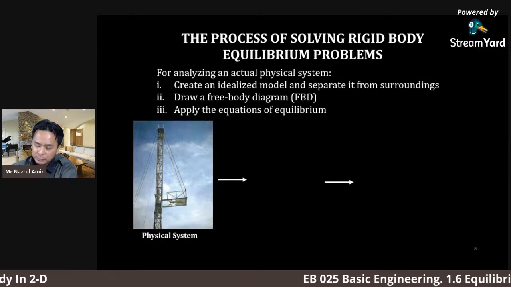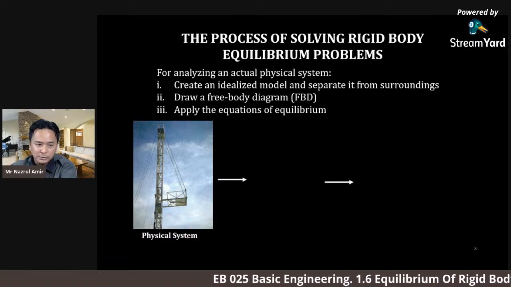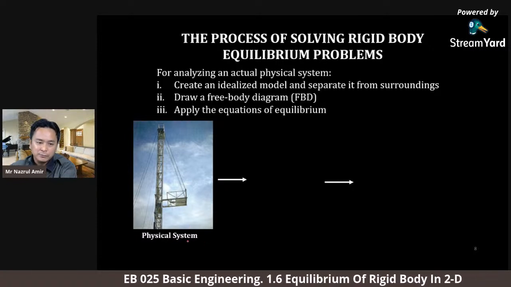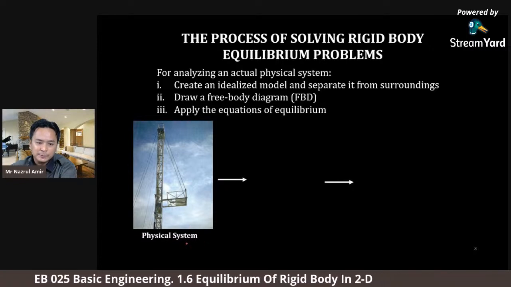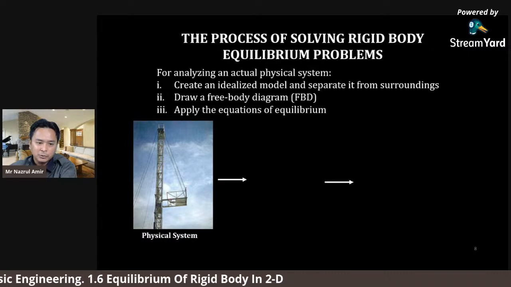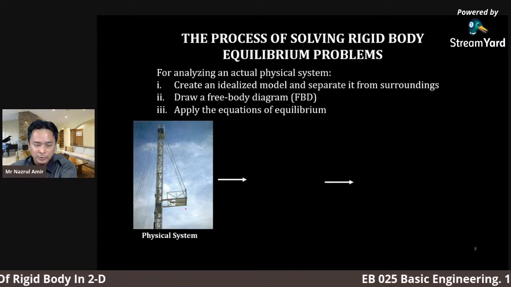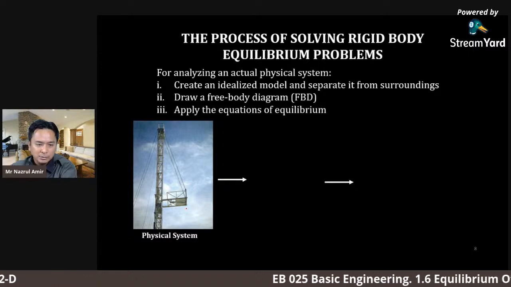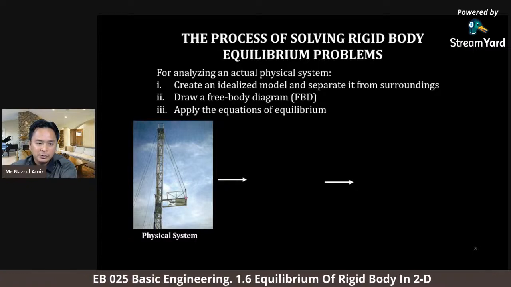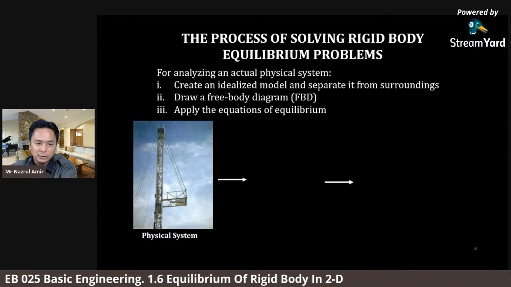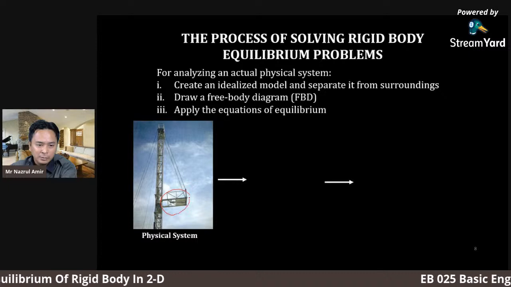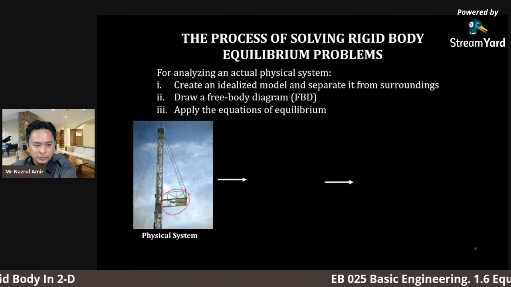So the picture that you see here is a physical system of the rigid body. Which one is the rigid body? As we defined before, a rigid body is an extended shape solid, and it's being supported by many types of support. So here we can define that this is the rigid body.